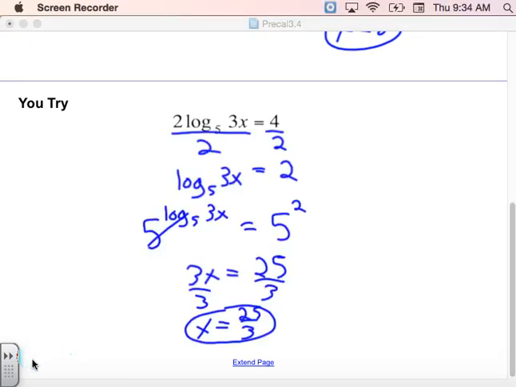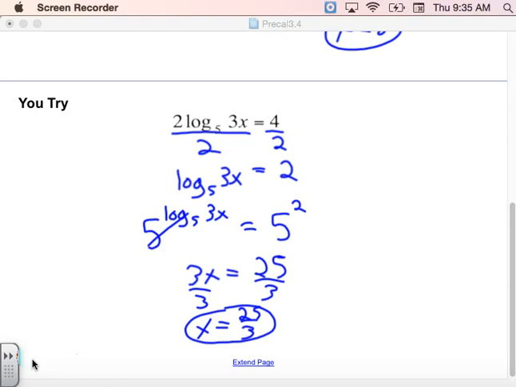So right here you can see first we divide by 2, and then we've got our logarithm isolated. It's a log base 5, so we have to create a base 5 to cancel the log base 5. So I've got 5 raised to the log base 5 of 3x and 5 raised to the second. Those cancel on the left, which just leaves the 3x, and I get 25 on the right. Divide 25 by 3, you get 25 over 3.